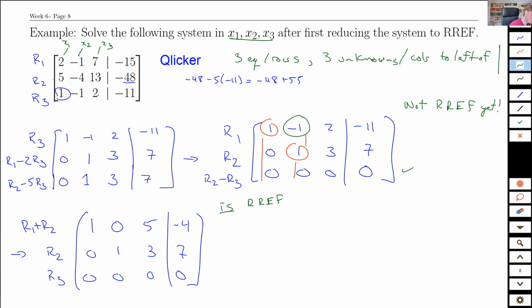I guess the form's redundant because that's what the F stands for. So this is RREF. I've got my leading 1s and then zeros, leading 1 and then zeros, and all zeros is fine too. It doesn't have any leading 1s to worry about columns with. And so we can immediately write down our solution, which is x1 plus 5x3 equals minus 4, and x2 plus 3x3 equals 7. All right. Again, we have an infinite number of solutions.